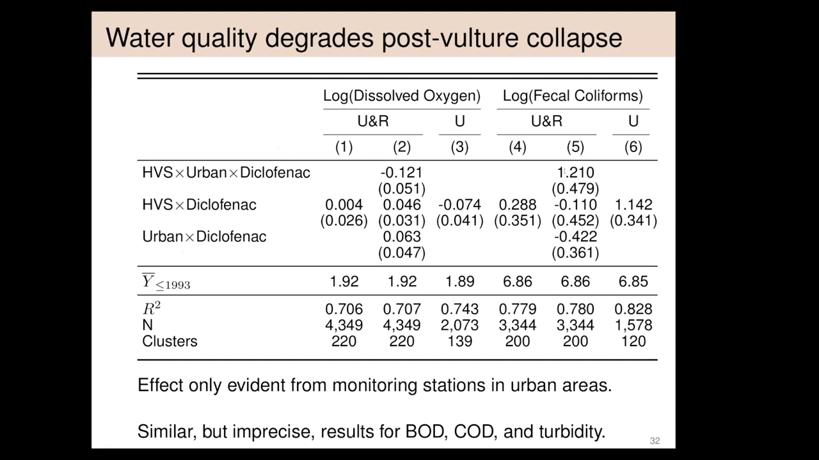This is a really, really big change in fecal coliforms, which might be hard to rationalize, but it's important to understand that the baseline distribution of fecal coliforms in India is huge. So there's even year to year variation in fecal coliforms; this is not an outlier increase, it can change by that much. In the appendix, we also look at three other outcomes, such as biological oxygen demand, chemical oxygen demand, and turbidity. And they all, somewhat imprecisely, go in the same direction as we would expect them to go in these locations, and they deteriorate as well.